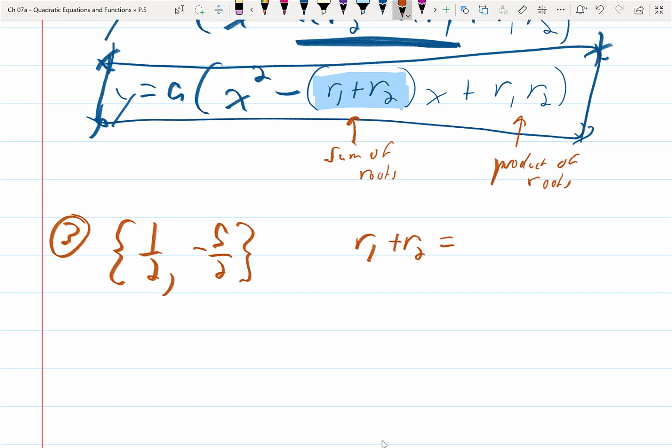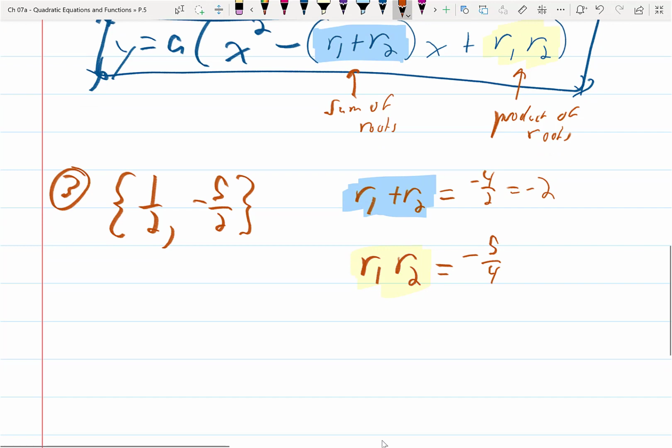R1 plus R2. What do you get? Negative 2. You get negative 2. Underneath that, what's the other thing I need? That was R1 plus R2. What's the other thing you need? The product of them. R1 times R2. You get negative 5/4. So I have R1 plus R2, and I have R1 times R2.